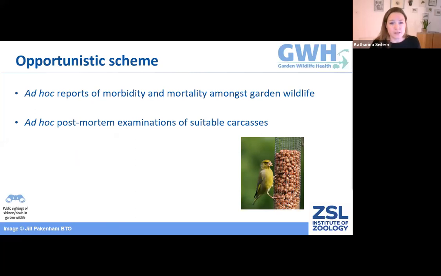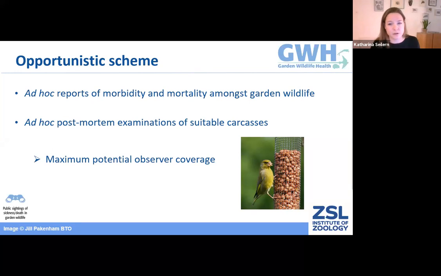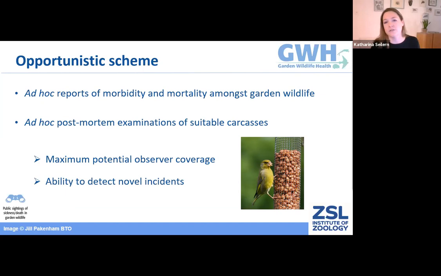As I mentioned, these opportunistic reports happen as and when you observe something, meaning we receive them when they occur, which means that we gain maximum potential observer coverage, and this also offers the best way to potentially detect any novel incidents or conditions. But of course, as with so many things, this also has some disadvantages or issues.